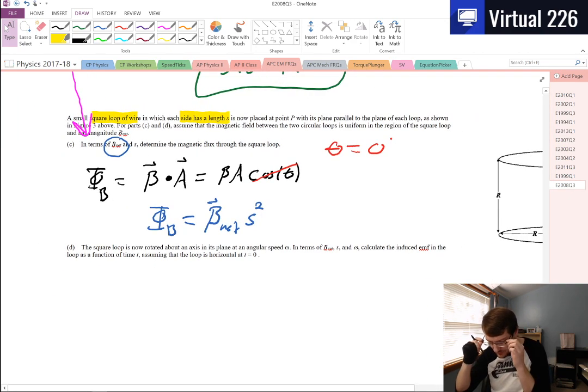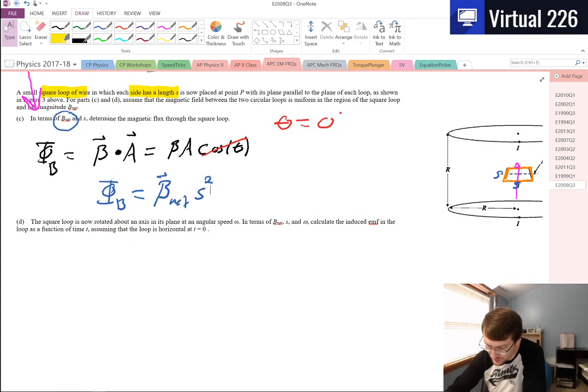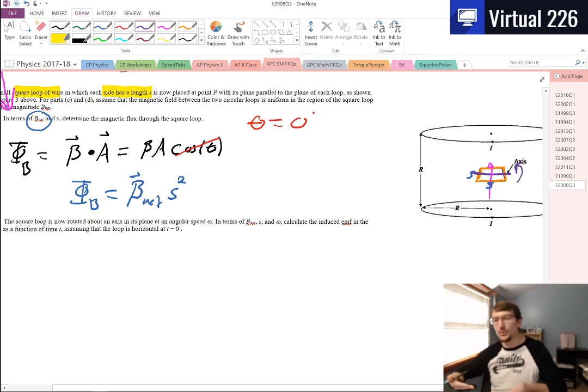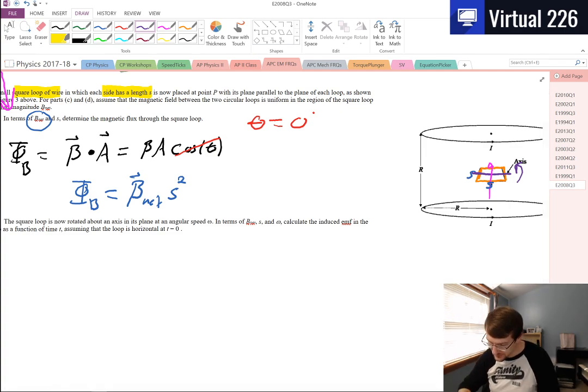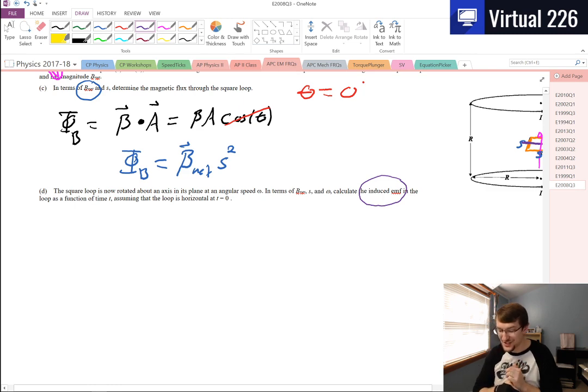What we have to do now is the square loop is now rotated about an axis in its plane at an angular speed omega. Ugh. So there's an axis here, as we see, and it's rotating about it so that at some points all the flux is going to come through, and then at some points none of the flux is going to come through. And since it's rotating like this, when we have a change in flux, we need to calculate the induced EMF, that electromotive force, in the loop as a function of time, assuming the loop is horizontal at t equals 0.